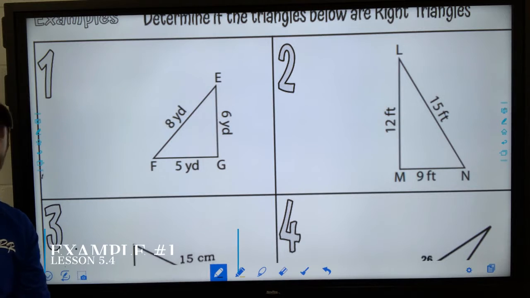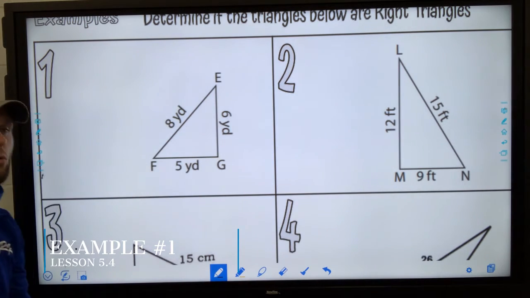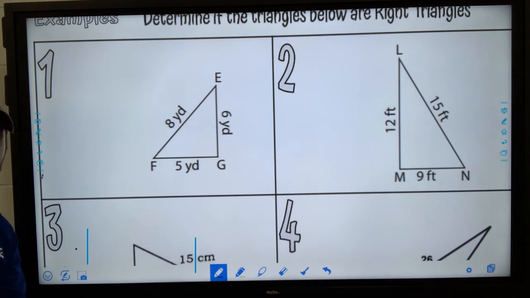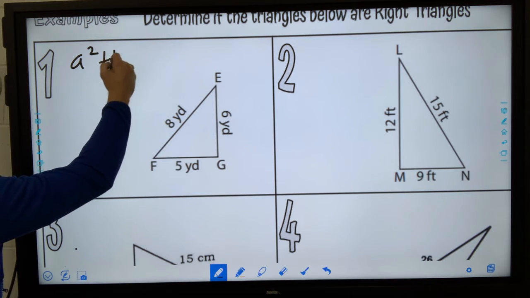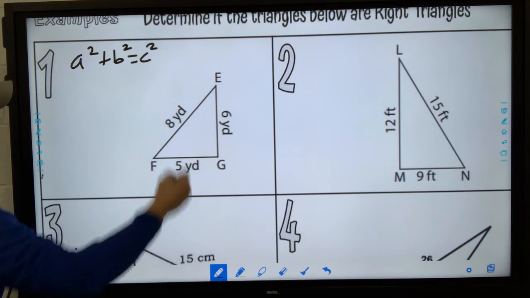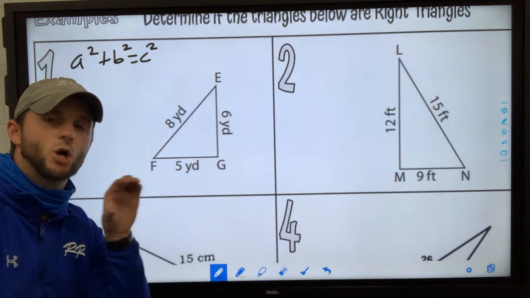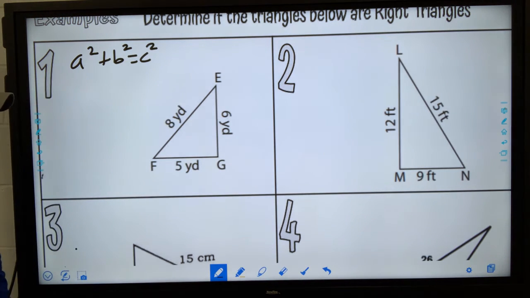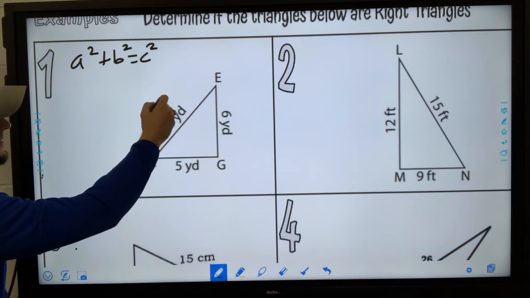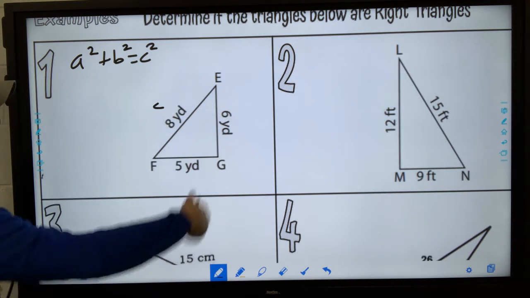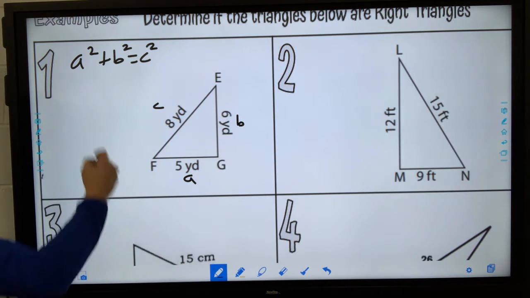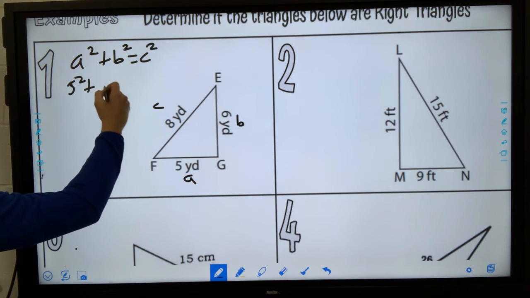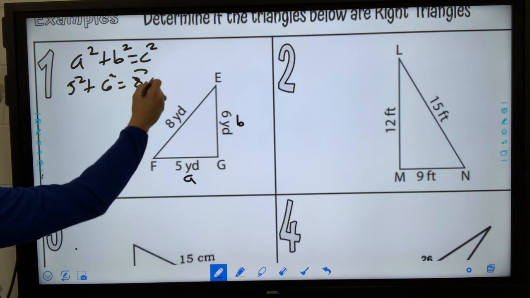So let's hop over and try to identify some right triangles. On example number 1, we're going to try to prove whether this is a right triangle or not, using the Pythagorean theorem. So a squared plus b squared is equal to c squared. The c value is always your hypotenuse, which is always your longest side. So with 5, 6, and 8, the longest side is 8. And for a and b, it doesn't matter which is which, so a is 5, b is 6, c is 8.